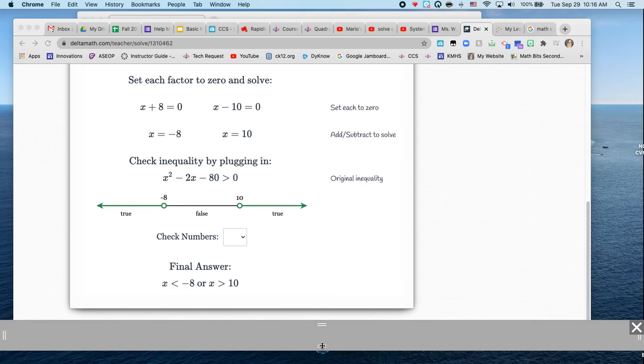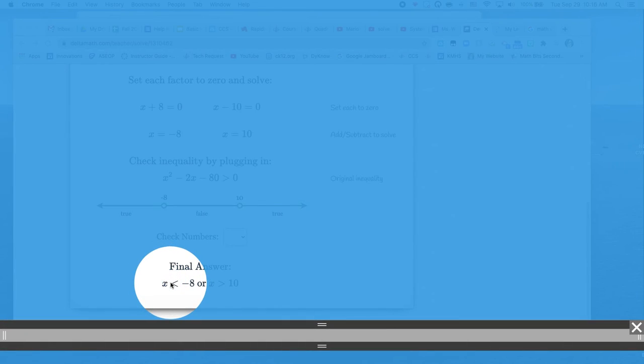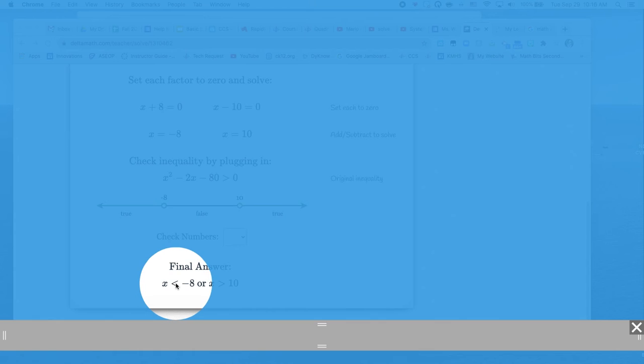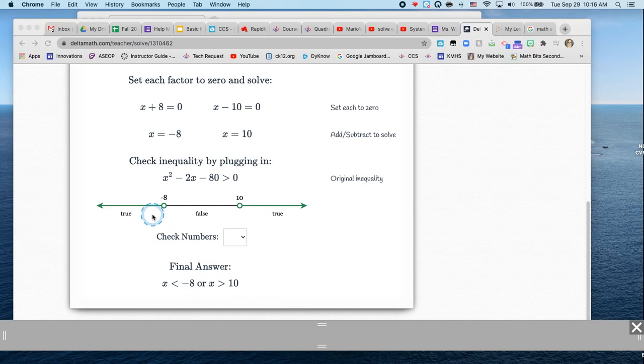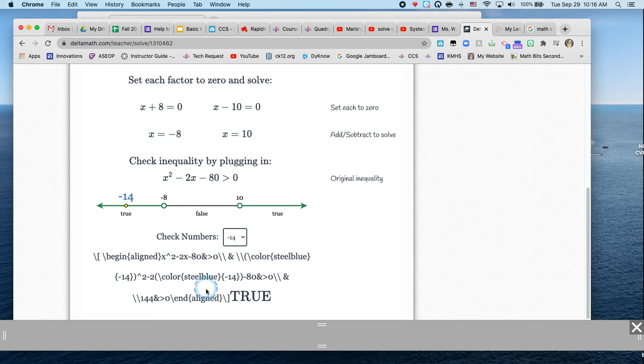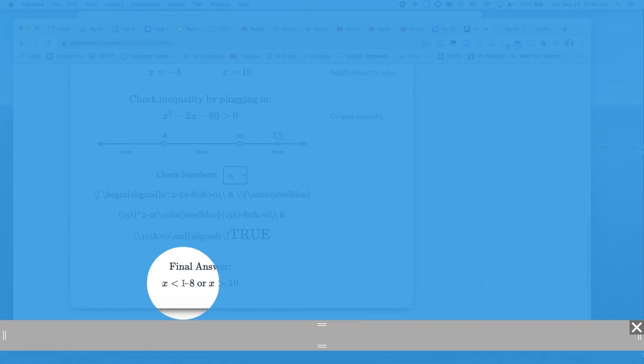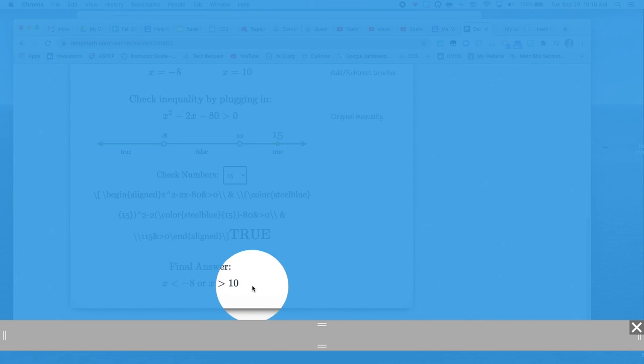So your final answer looks like this, which is really weird, but if you check your answers you'll see. I can check an answer smaller than negative 8, and that's in the green area. I can check a number greater than 10, and that's in the green area. So that's why for your final answer, you have two. x is less than negative 8 or x is greater than 10.